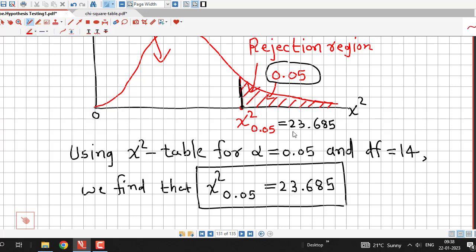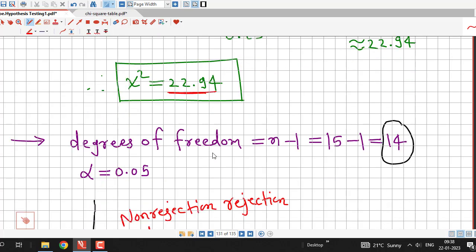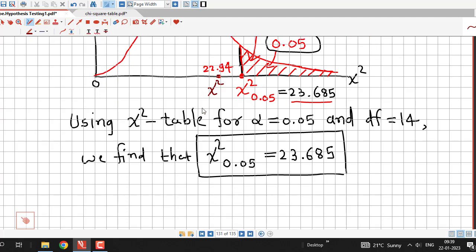So now we compare calculated value of test statistic with this value. So now this point is 23.685. So we will check whether calculated value of test statistic is smaller than this value or greater than this value. And here our calculated value is 22.94 and this is 23.685. So we can say that calculated value might be somewhere here. This is calculated value of test statistic and it is in non-rejection region, or it is less than this value. So this means we are in non-rejection region, therefore we fail to reject null hypothesis.